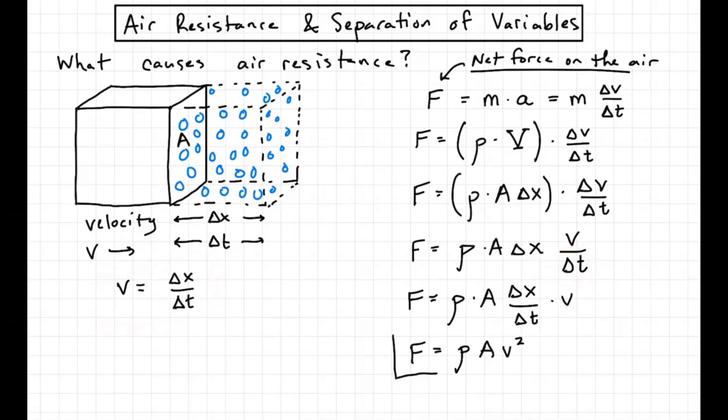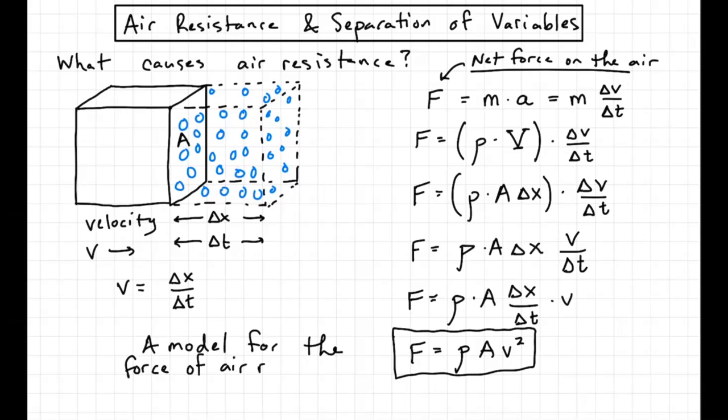Okay, so here's a model for the force on the air molecules. So this is a simplified model for the force of air resistance. And again, we can say that because we found the force exerted on all this air, which should be equal in magnitude, opposite in direction, to the force exerted on the cube by the air molecules. So that's some force that goes this way. And I'll write it like this: force sub AR for air resistance.